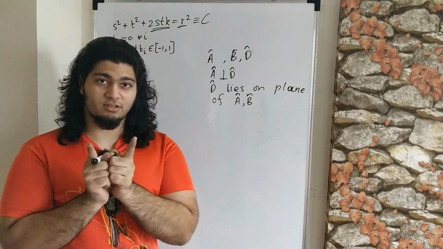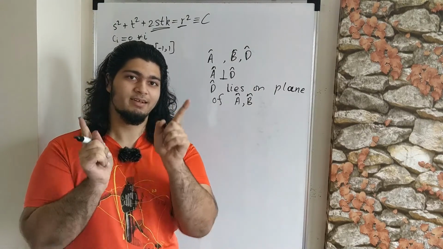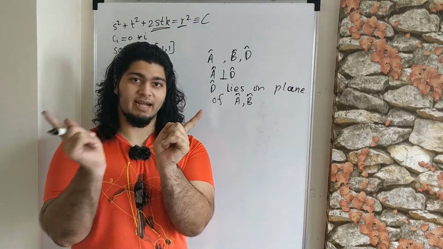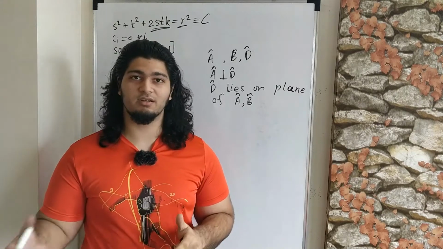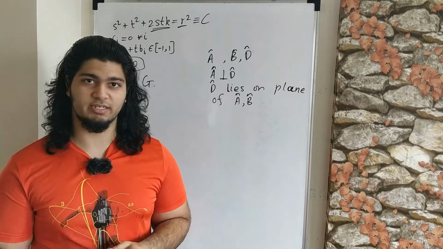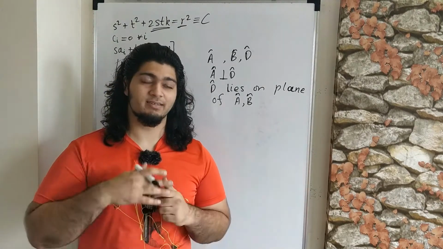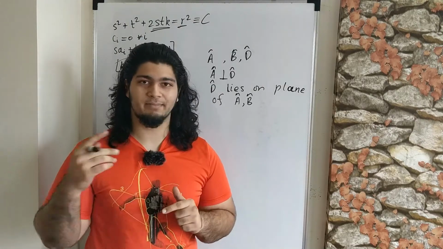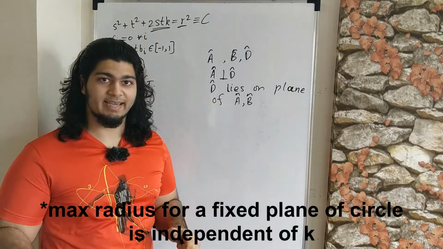But even if they are not perpendicular, we can still find another vector on the same plane which is perpendicular to a hat, and then this vector and a hat together also define the same plane. We are just concerned with the circle, we don't really care about what's happening with the plane. So if we keep the plane constant by changing the vectors, then the circle stays the same, and hence the maximum possible radius of the circle also stays the same. So basically the maximum possible radius of the circle is independent of what k is.